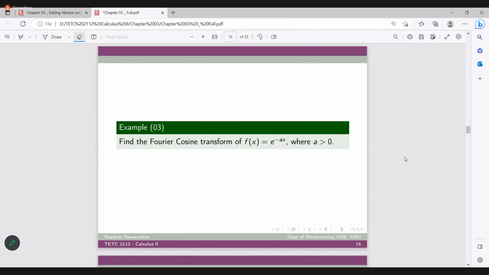Okay, so let's do this example. We are asked to find the Fourier cosine transform of f of x equal to e to the power minus ax.